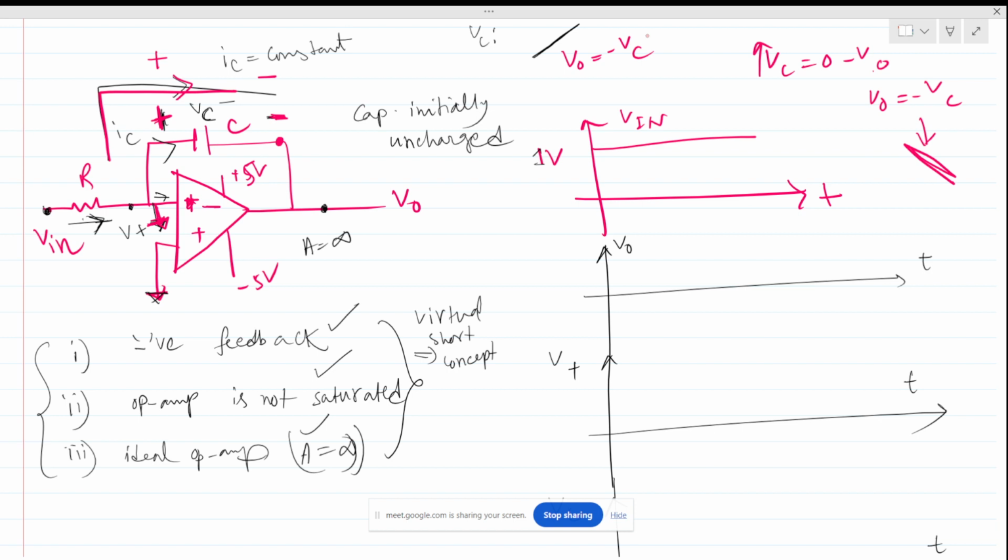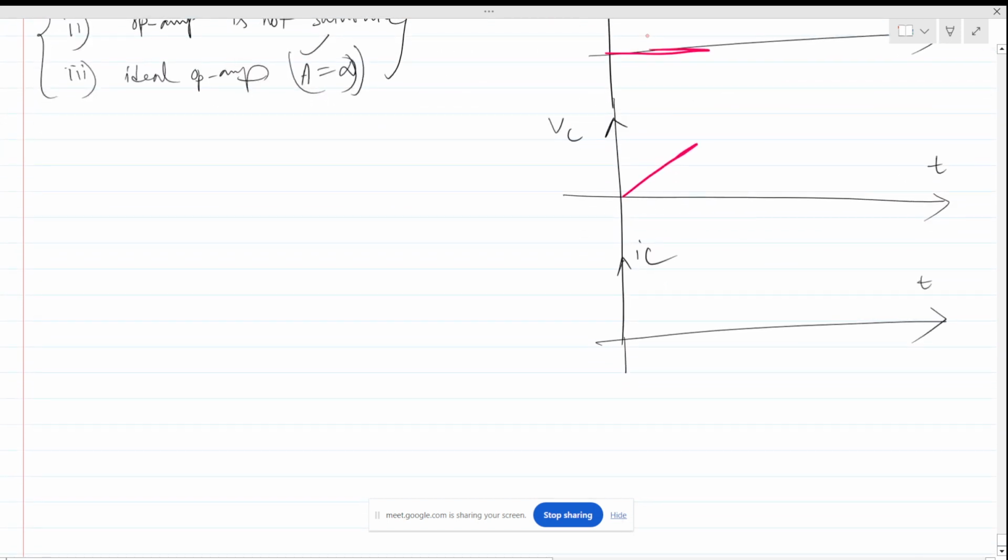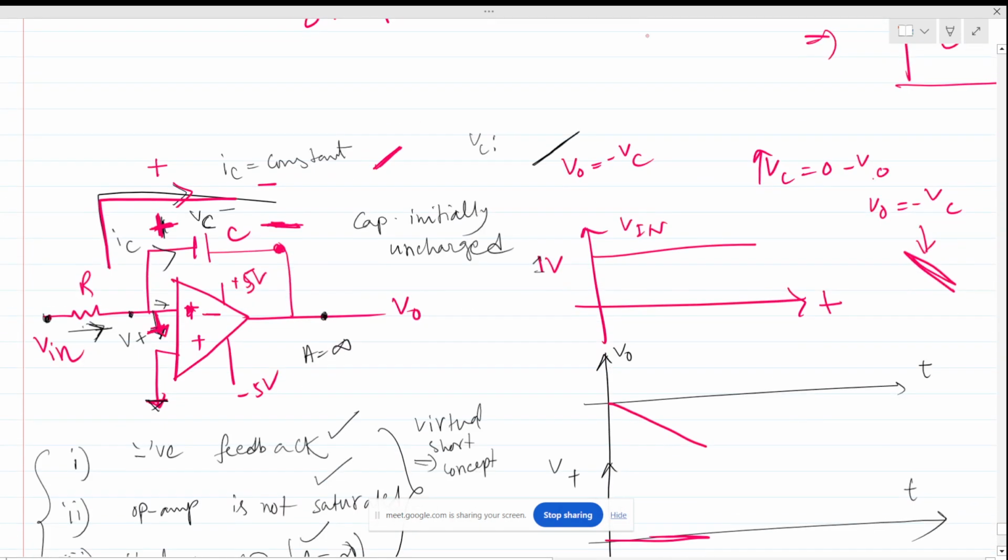Understood? This node normally will be more negative than this node. This node potential will be more negative than this node potential, so that the VC is going to charge, like the voltage at the capacitor is increasing, right? So what we have seen is that V out is going to decrease linearly. V plus is always fixed at 0 voltage, and V out is ramping. And IC is constant, right? This is a constant current.